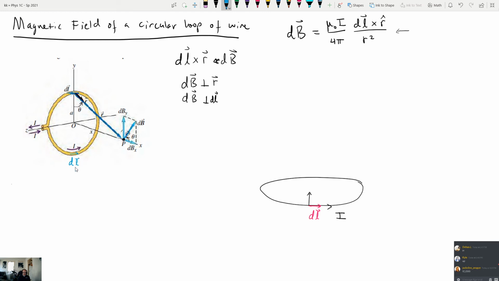So there's dl, right? Now, if I draw my r vector out to here, can you all tell me what direction dB is going to point now?